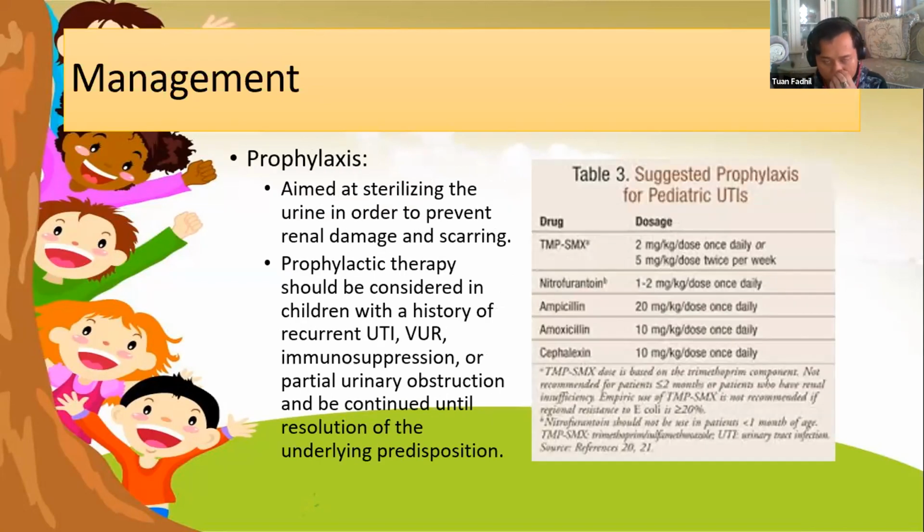So for the last one, the prophylaxis management, it is aimed at sterilizing the urine in order to prevent renal damage, renal scarring or some chronic condition of the kidney. Prophylactic therapy should be considered in children with a history of recurrent UTI, maybe those with some immunosuppression or partial urinary obstruction, and it will continue until resolution of the underlying predisposition. The table that I give is an example of the drugs for prophylaxis management. You can see for ampicillin, it is 20 milligram per kilo dose once daily.